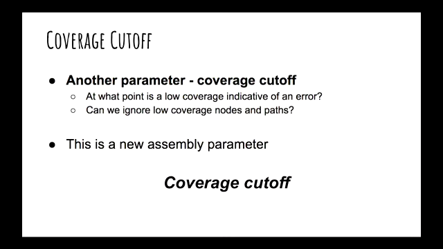Okay, so if we have a 40x coverage or 40x depth of k-mers on all of our nodes, and a few of them have a coverage of 10, is that low enough? Or does it need to be 1?